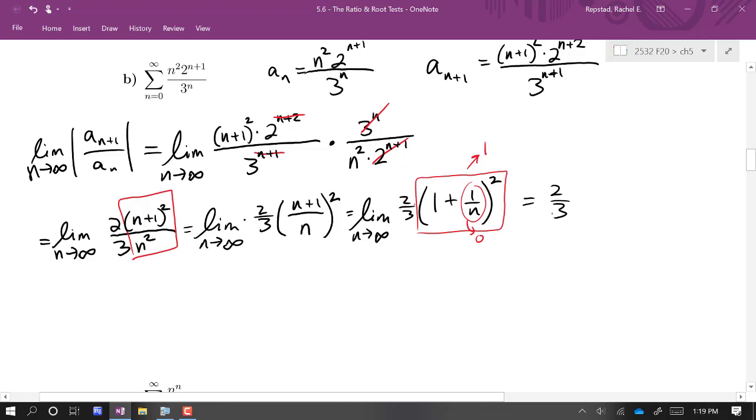And what do we need to observe about this limit? We need to observe that this is less than 1. And because it's less than 1, that means that this series converges.